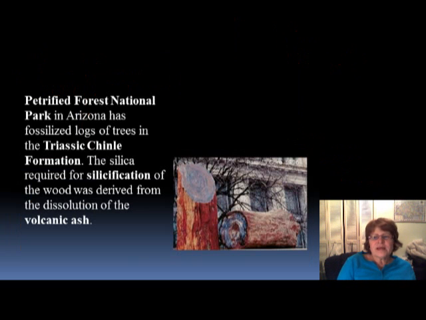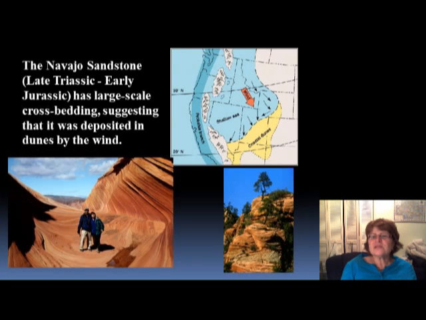And this slide is about the petrified forest. These are the fossilized trees, and I said it was silicification from the volcanoes of the oceanic plate boundaries. The Navajo sandstone, which is early Jurassic, has really large scale cross-bedding. As I said, that just means that everything here was deposited by the wind, and dunes were moving around, just like you would go to Death Valley today and see all those sand dunes, or Oregon. There are a lot of places out there where they have active sand dunes today.